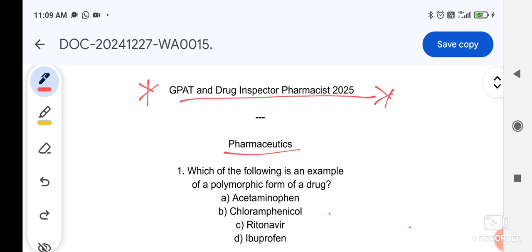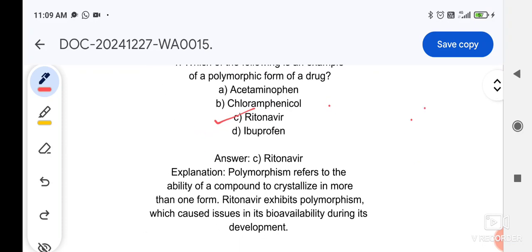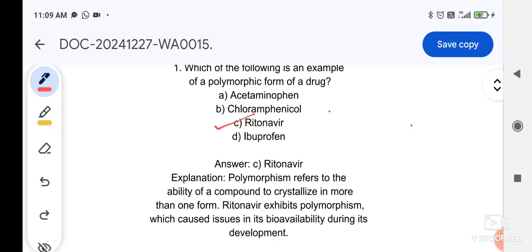So the correct answer is ritonavir. We will see a detailed explanation about this. You can take a screenshot of this or write it in your copy. For your further study, you can use this question, that is ritonavir. Polymorphism refers to the ability of a compound to crystallize in more than one form. Ritonavir exhibits polymorphism, which caused issues in its bioavailability during its development.